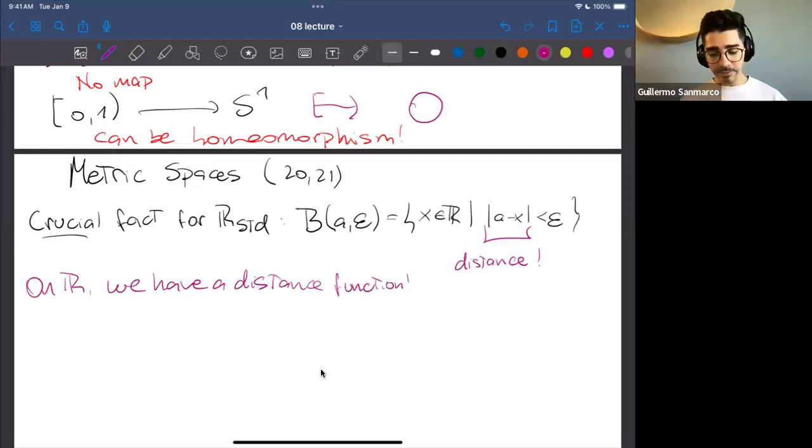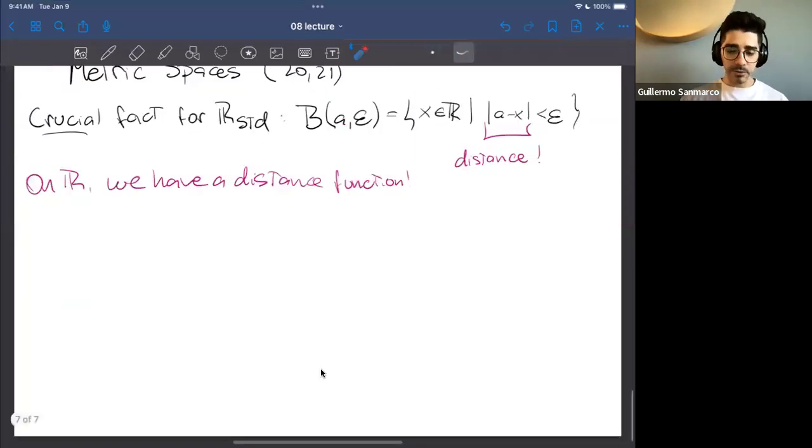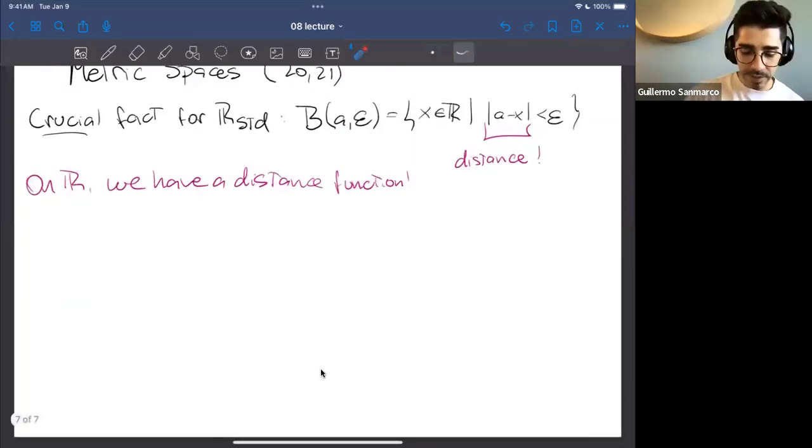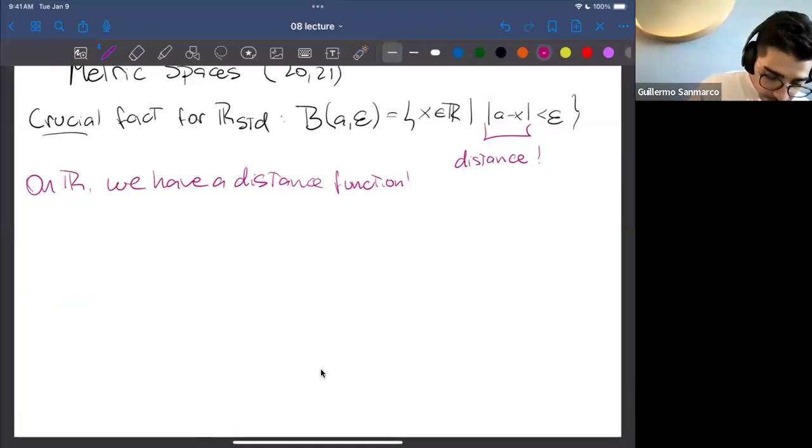What we want to do now is generalize this idea to any other instance in which we have a distance function. So what I'm going to do next is write what should be the axioms satisfied by a distance function. This is definition 4 for today.